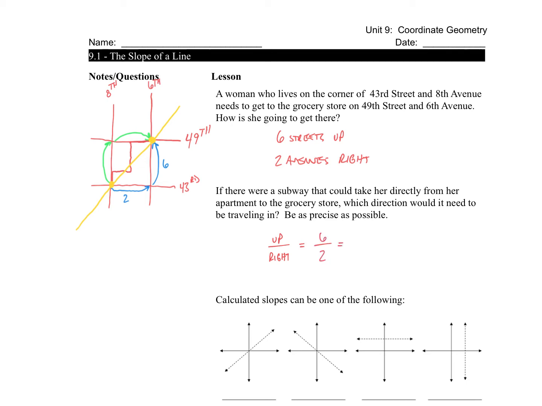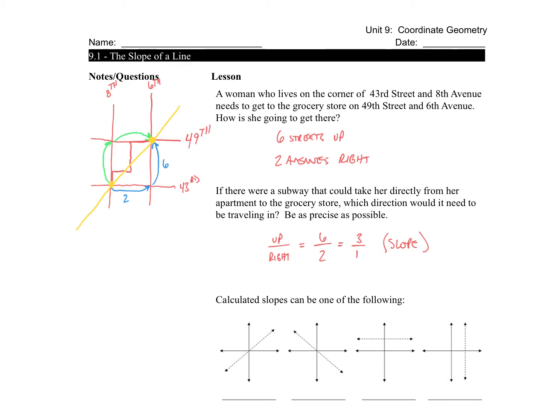And a better way to write that fraction would be 3 over 1. And I am going to leave it as a fraction rather than writing it as 3 because I still want to think of this as up by how much, right by how much. And if I start writing it as 3, I might get confused. So the direction that we're going to need to be traveling in is up 3, right 1. That's the simplest way to write this direction. And I want to think of this as the slope of the line that connects the woman's apartment to the grocery store. So let's think of this as slope.